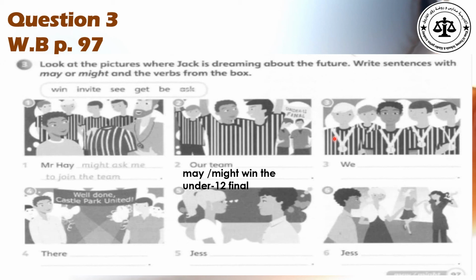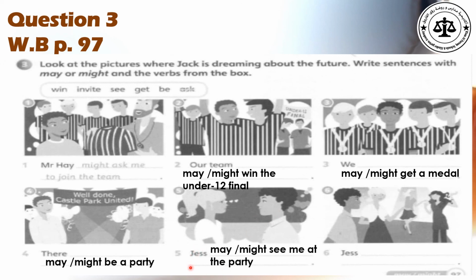Number 3, look at the picture. Yes, we may or might get a medal. Number 4, there may or might what? Yes, they may or might be a party. Number 5, yes, Jess may or might see me at the party. And the last picture, Jess may or might invite me to dance.